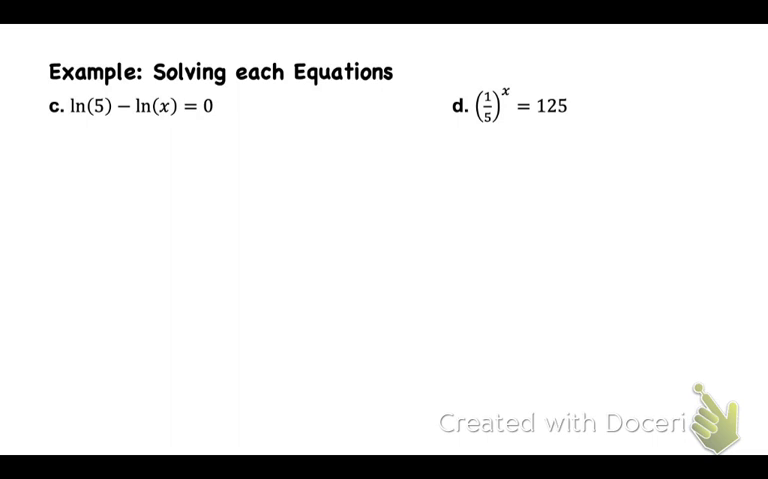Okay. Natural log of 5 minus the natural log of x equals 0.